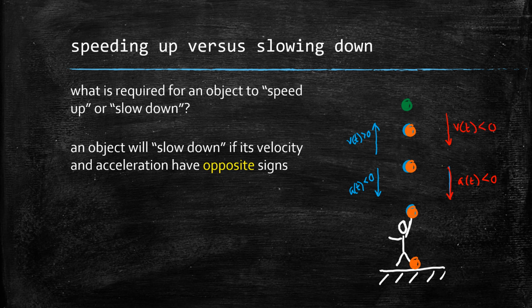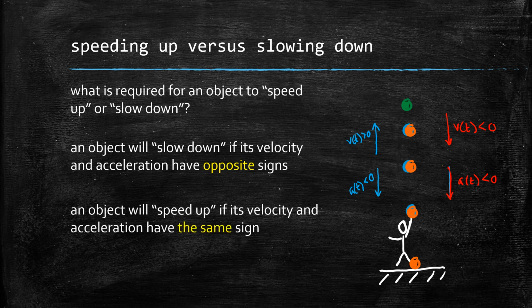The velocity is now negative and the acceleration is negative, and put those two together and the object speeds up. So whenever the velocity and acceleration have the same sign, the object will speed up.